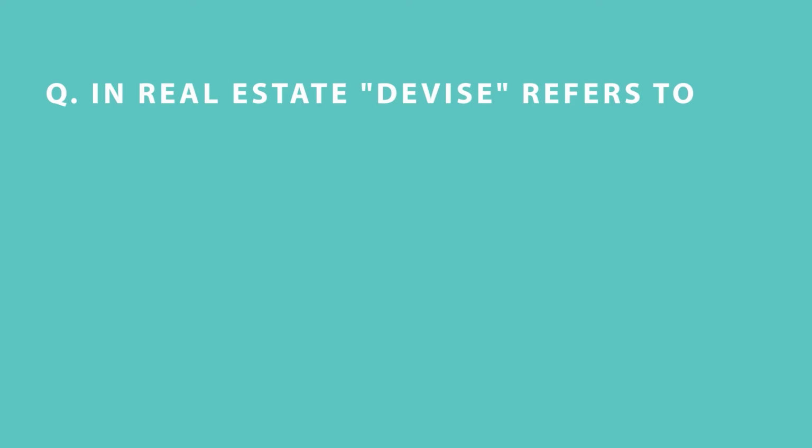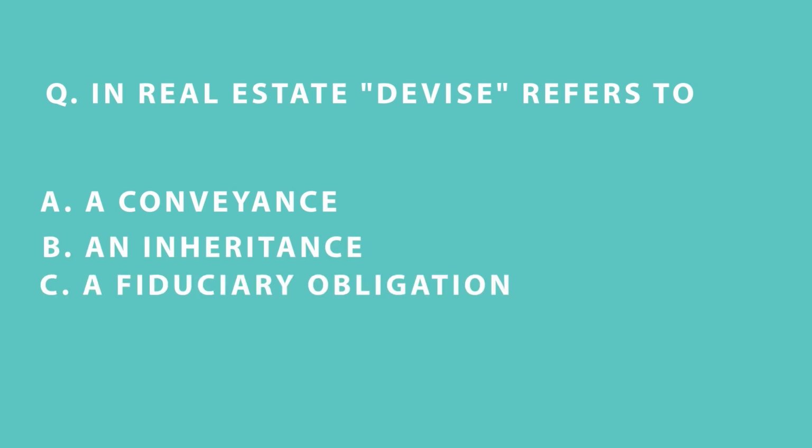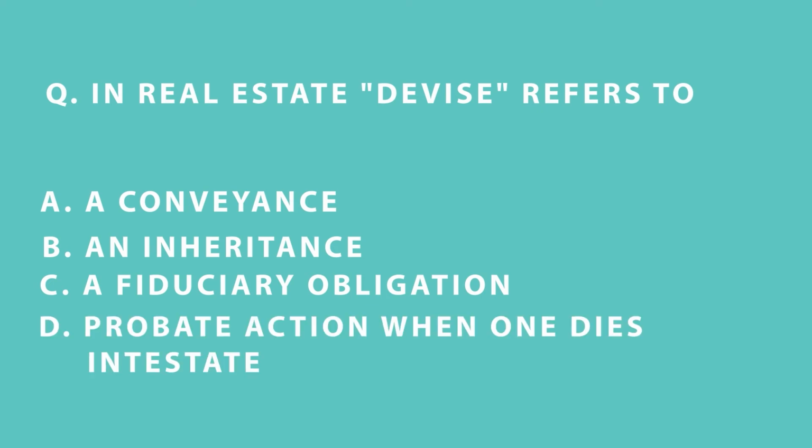In real estate, the devise refers to A, a conveyance, B, an inheritance, C, a fiduciary obligation, or D, probate action when one dies intestate. The answer is A, a conveyance. Devise means a transfer of property under a will.